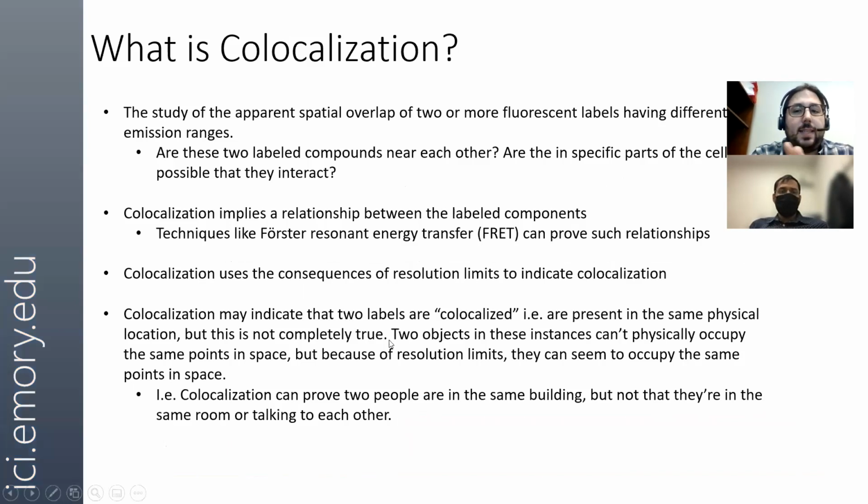So first, what is colocalization? Many of you might have heard the term. For those of you with less experience in it, it's the study of the spatial overlap of two or more fluorescent labels in a sample that you have. Colocalization implies a relationship between labeled compounds, but it doesn't actually directly prove most of those relationships. And we'll get into why that's the case because of the techniques that are used.